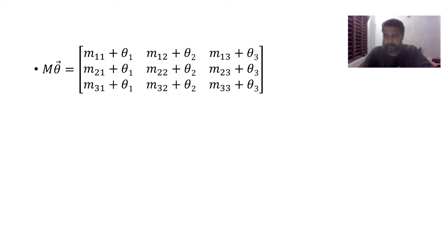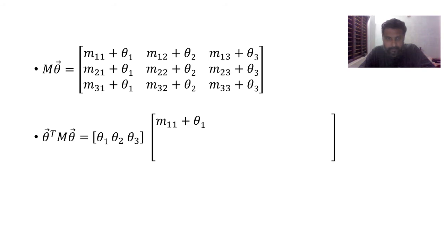Okay. Now I can represent θᵀMθ in the form of θ1, θ2, θ3, taking the transpose, and Mθ is nothing but m11. That also I have made a mistake.